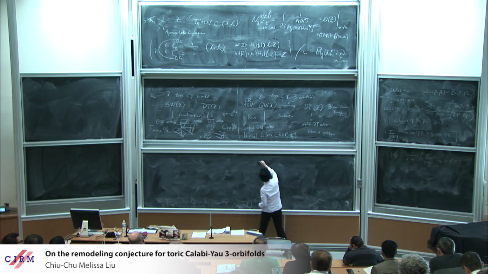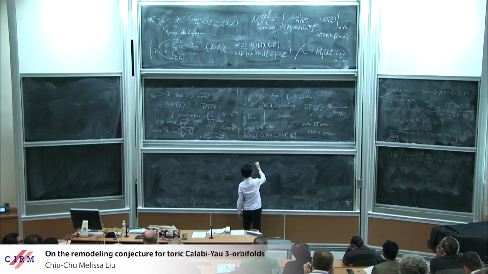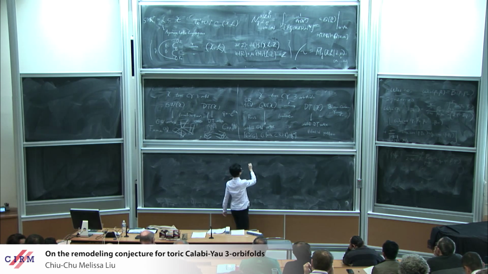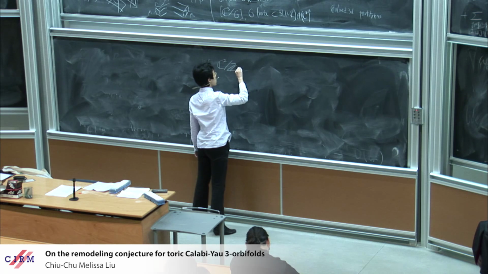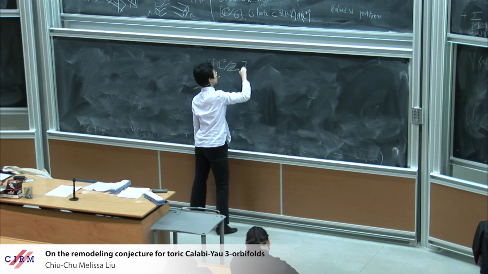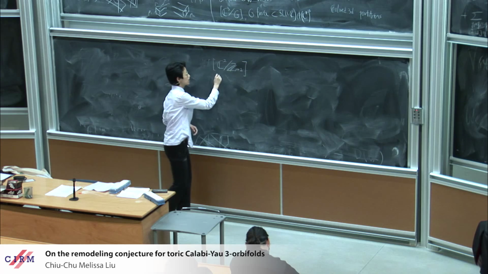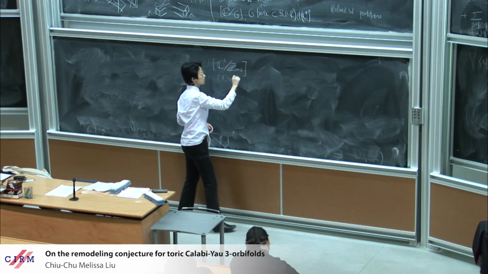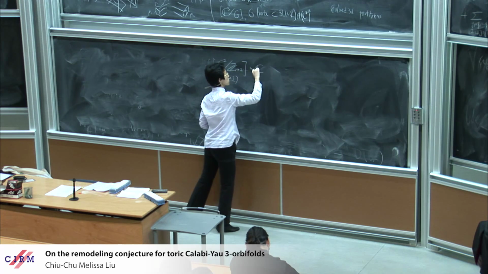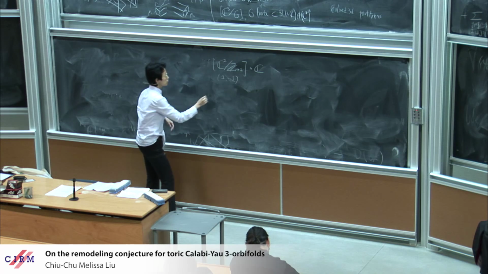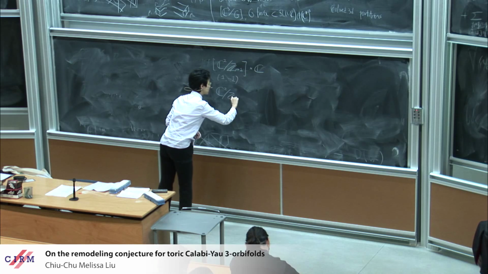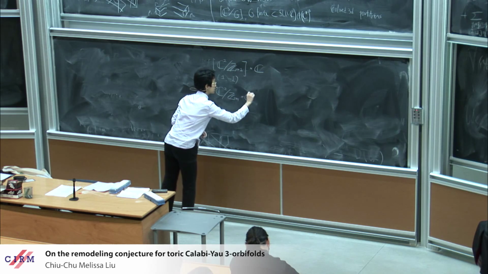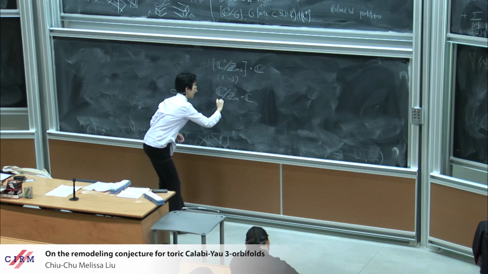So what is known? What has been proved is the following case. We consider the action with weights 1 and minus 1. So if you consider this, it is the stacky quotient. If you consider this quotient, it is the A_N singularity.